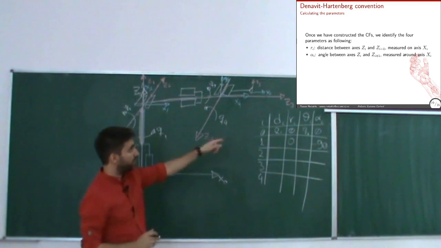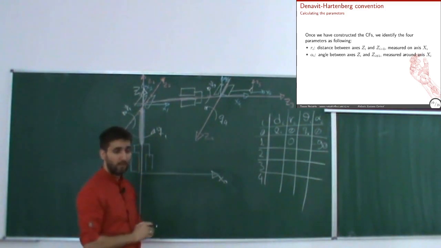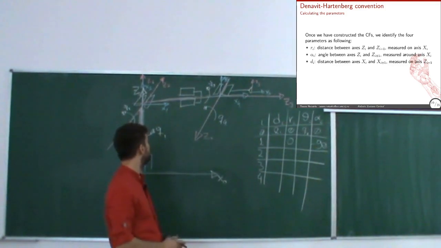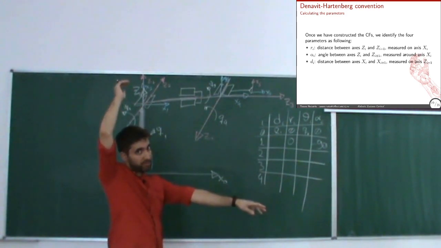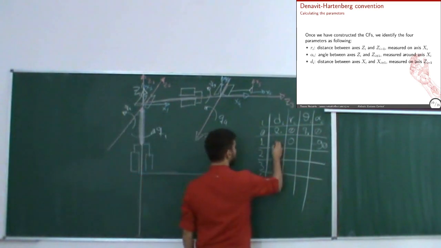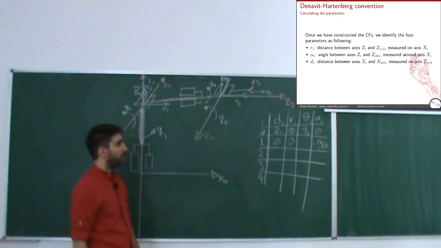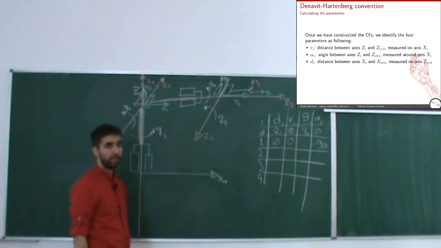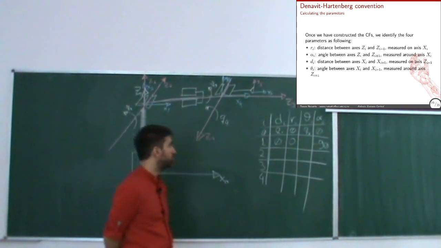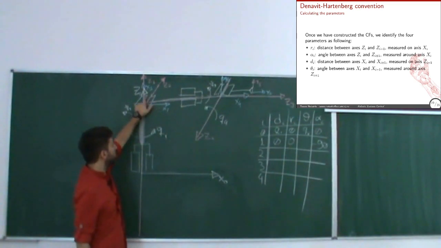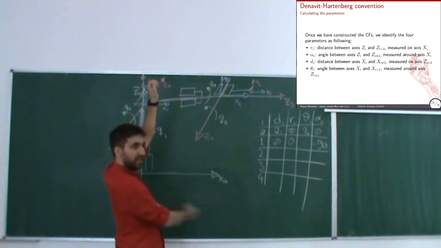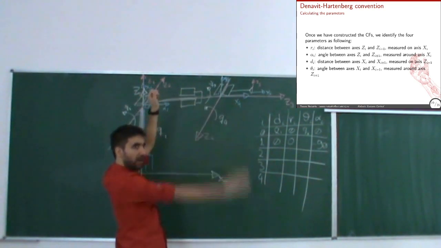Next, delta d was the distance from x1 to x2. x1 points in front, x2 points upwards, but they're both at this position, so they're intersecting, so it's 0. And theta was the angle between x1 and x2 along Z2. x1 points there, x2 points there, and Z2 points inside. So it's basically this angle here. How much is it?